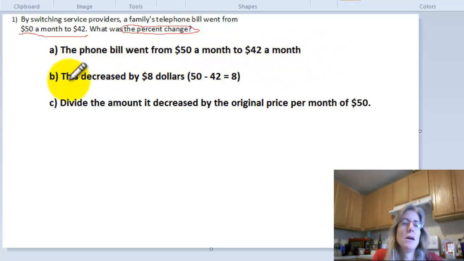Then we subtract those numbers and find how much it changed. So in this situation, it decreased by $8 because 50 minus 42 equals 8.